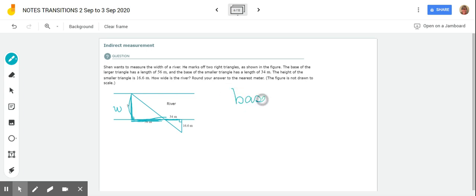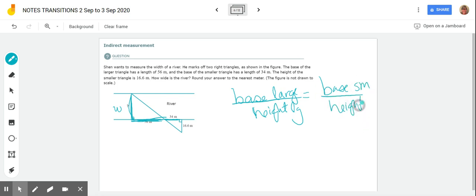So let's say we put the base of the large one over the height of the large and set that equal to the base of the small over the height of the small. Do you see how we're making these the same, right? And we're comparing the same things.